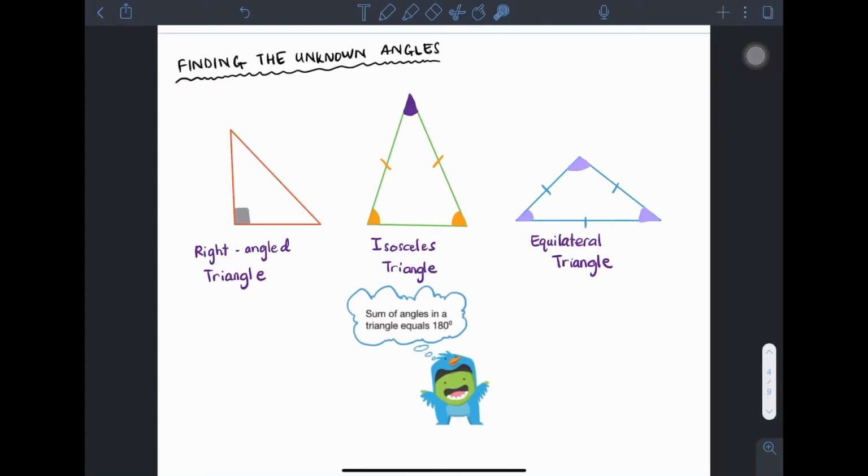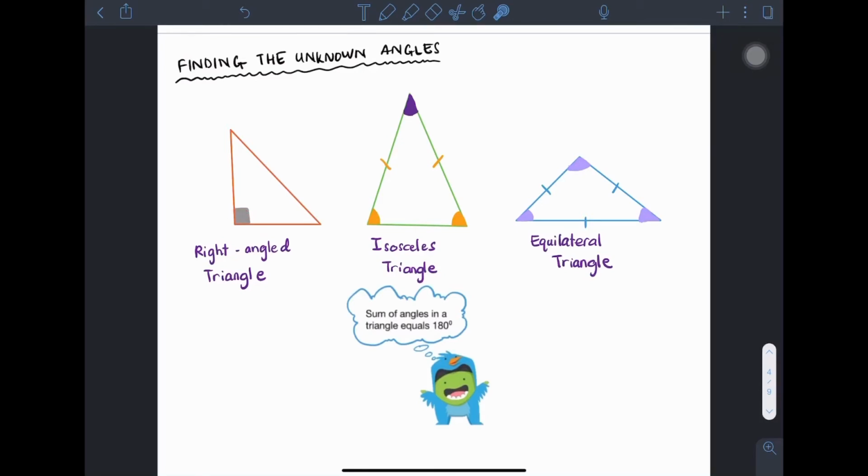Hello everyone. In this video, we are going to solve examples by using the properties of right angle triangle, isosceles triangle, and equilateral triangle. Let's do a quick recap on what is a right angle triangle. A right angle triangle is a triangle that has an angle of 90 degrees and it is indicated by a small square. If you see a small square in a triangle, it means the angle here is 90 degrees.